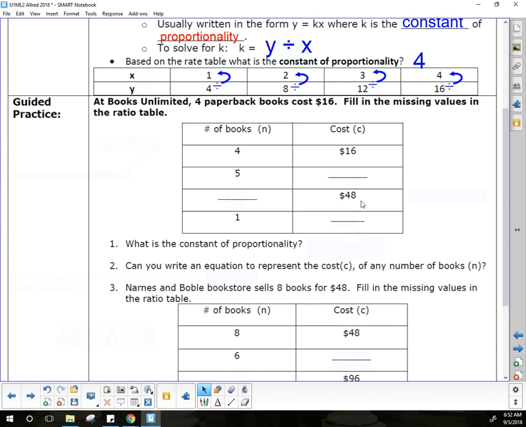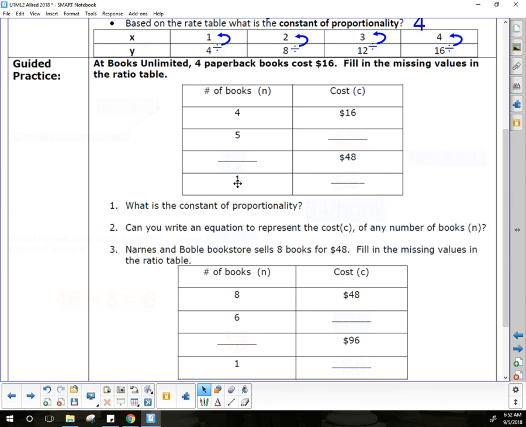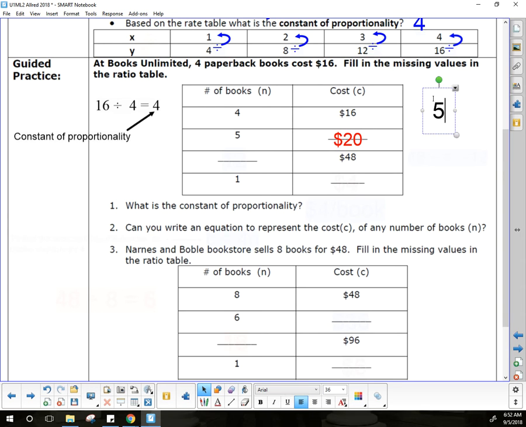Let's see if you can try some. At Books Unlimited, 4 paperback books cost $16. Fill in the missing values in this ratio table. So if 4 books cost $16, 16 divided by 4 is the constant of proportionality. So how much would 5 books cost? That's right, $20. How'd you find that out? Well, you probably did 5 times 4 and got 20.